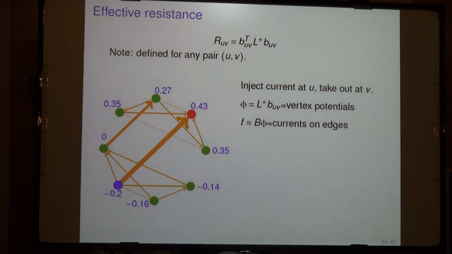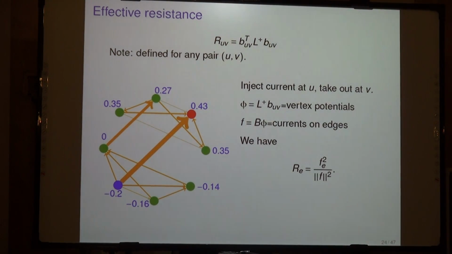So a more interesting characterization of the effective resistance is the following. We let F be the vector of currents on the edges of the graph. As I just said, the current on an edge from x to y is just the difference in potentials. So the vector of currents is actually B, the edge incidence matrix of our graph, times the vector of potentials. This is a true statement.